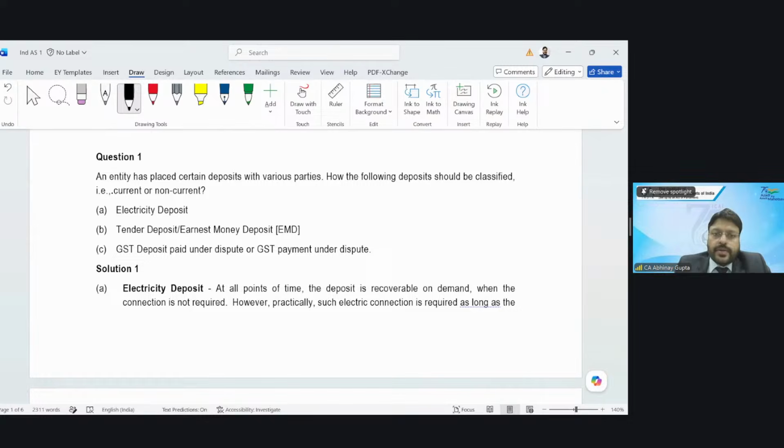An entity has placed certain deposits with various parties. How should the following deposits be classified? Whether we need to classify these as current or as non-current. What do you think? Electricity deposit, tender deposit, earnest money deposit, or the GST payment under dispute. So, giving you a couple of minutes to think through how we are going to present these deposits on our balance sheet, current assets or non-current assets. That's the question.